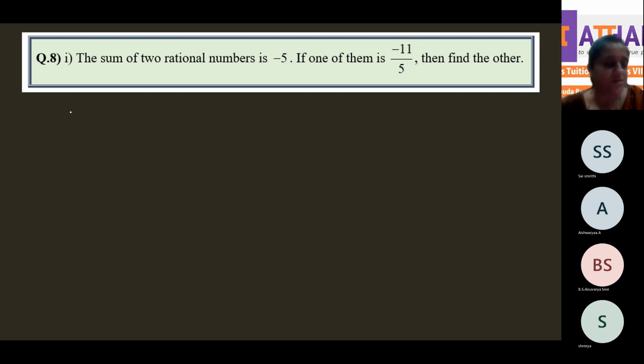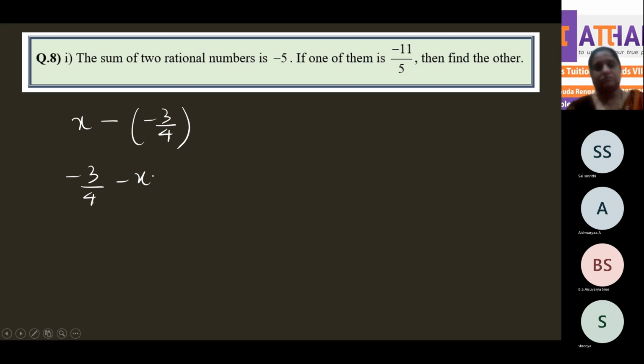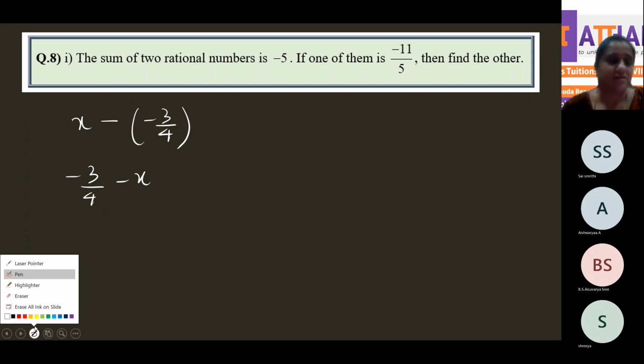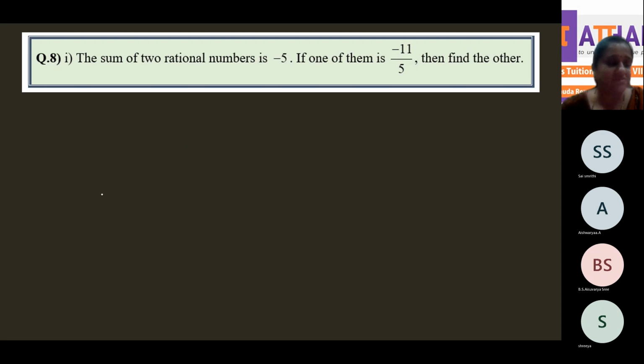So here it is, what number should be subtracted from minus 3 by 4? Tell me, is it x minus, or is it minus 3 by 4 minus x? Ma'am, I've written minus 3 by 4 minus x because it is from minus 3 by 4. Correct. It says what number should be subtracted from minus 3 by 4.